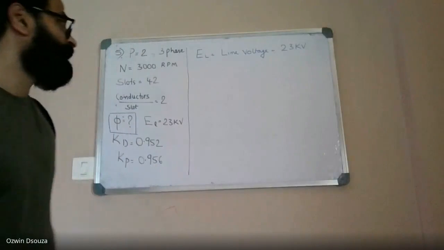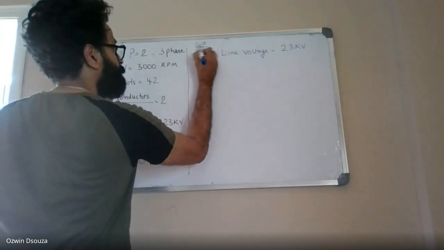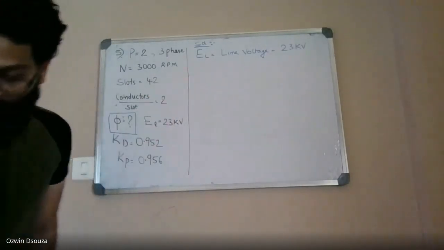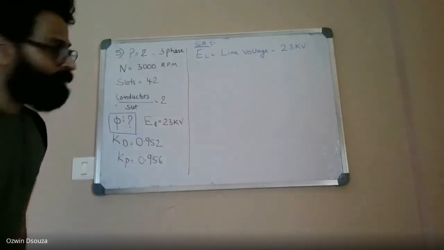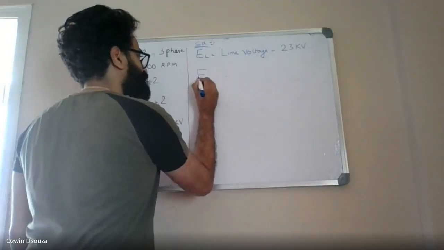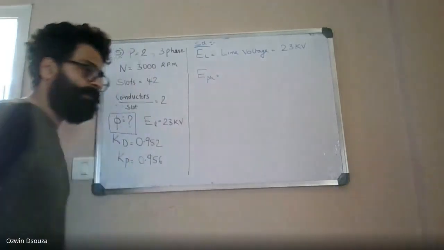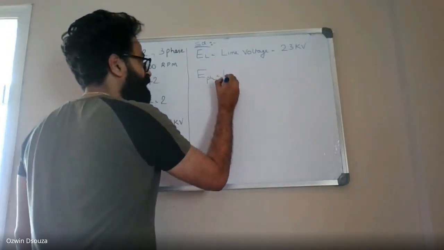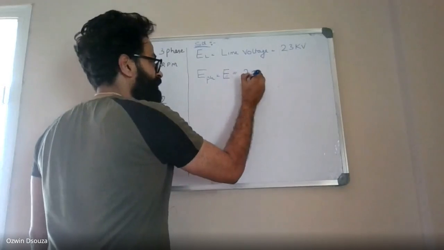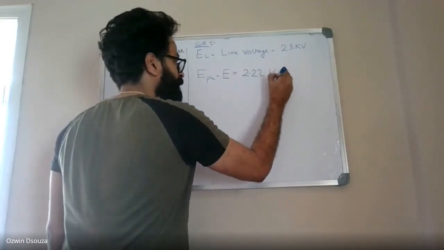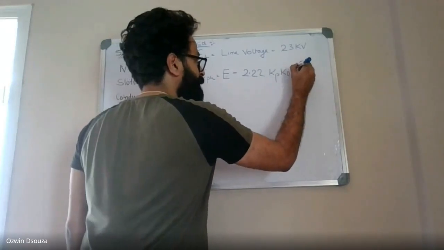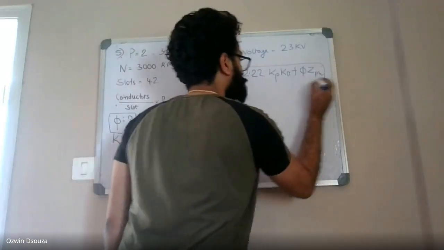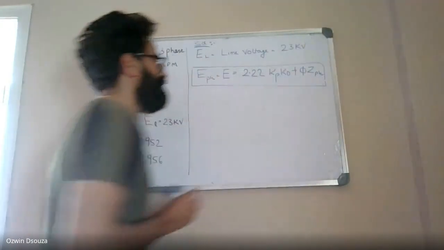All right. So in order to solve this problem, you have to start with the line voltage value. So line voltage is given as 23 kilovolts. Now, the EMF equation is derived on a per phase basis, right? So E phase is equal to 2.22 Kp Kd f phi Z phase. So this is our EMF equation.